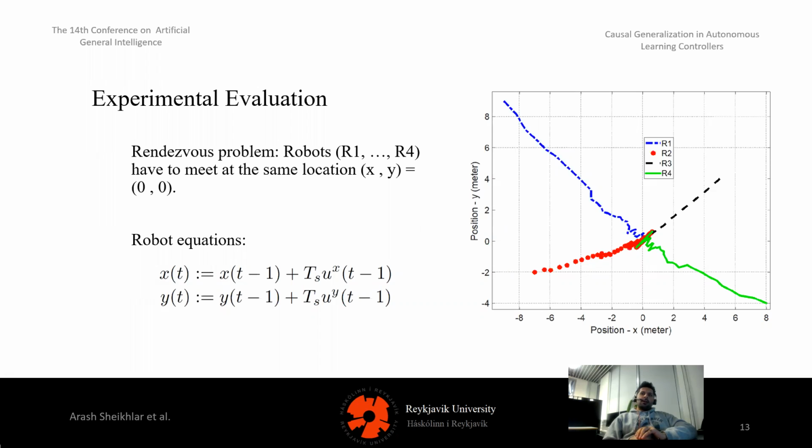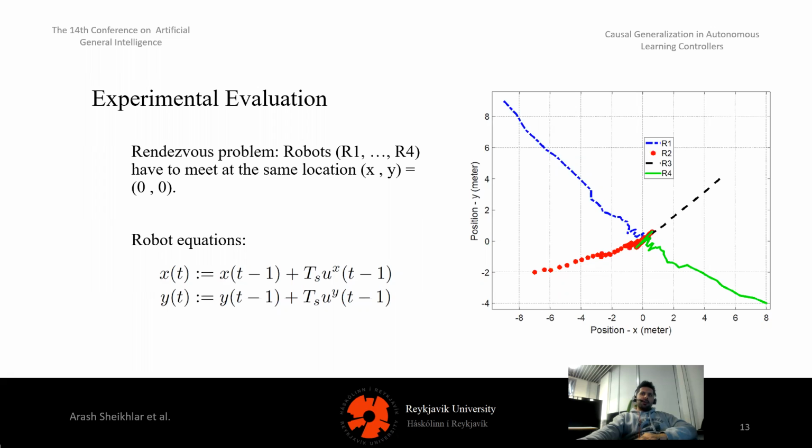The equations of the robot are two simple linear discrete equations that relate velocities in the XY plane as control inputs to positions as observable variables. And if we augment the equations of all four robots, we will have one single state space equation.